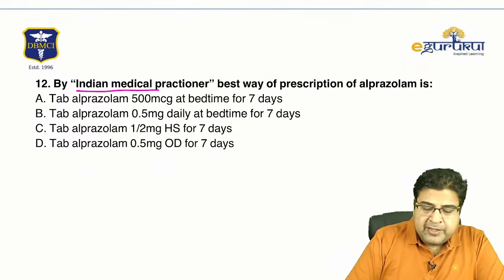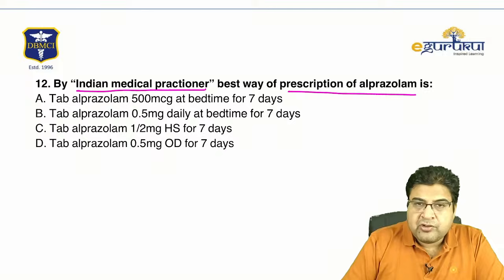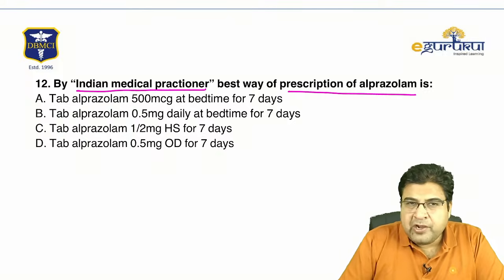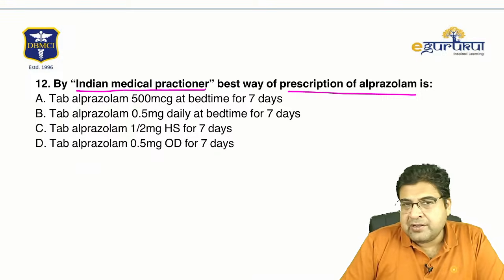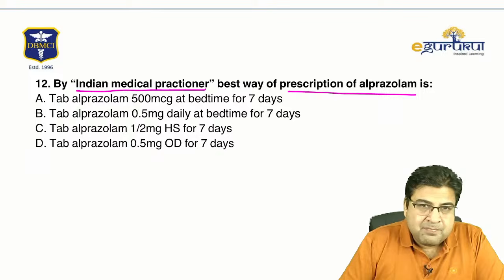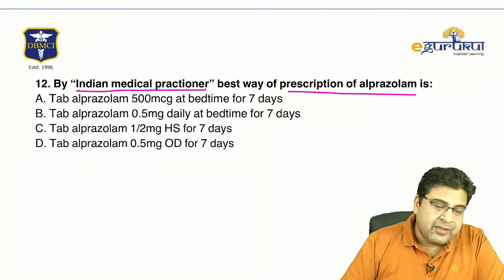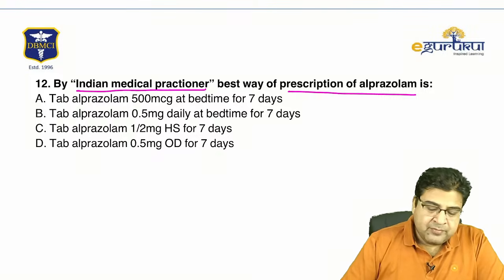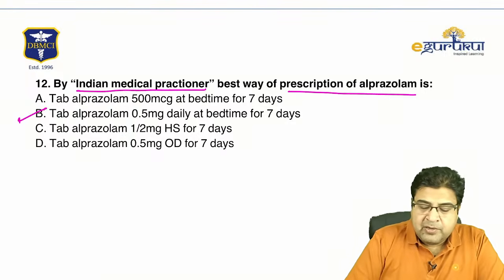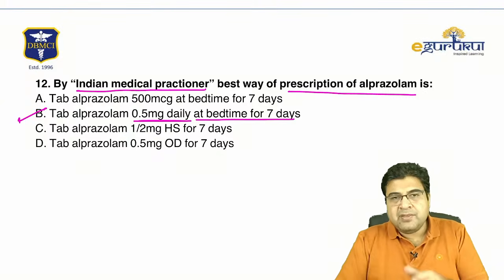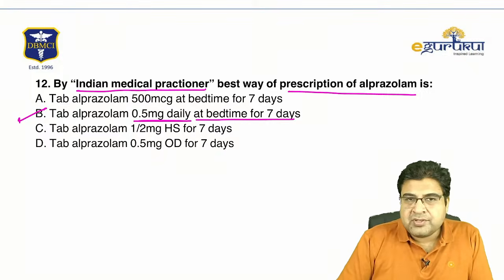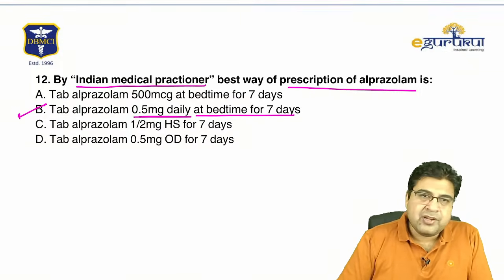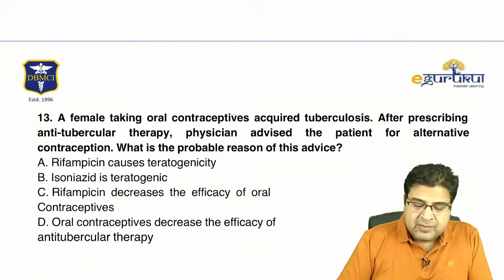Now, Indian medical practitioner, best way of prescription of alprazolam. So, guys, whenever we have to write a prescription, that should be written in standard international units, and it should be written in simple English language that is understandable to everyone. So here the answer is B. Tablet alprazolam 0.5 milligram daily at bedtime for 7 days. This is the best. Milligram, mg, is the best standardized unit in which we can write the dose in simple English so that the patient will understand. So question 12, answer is B, Bombay.